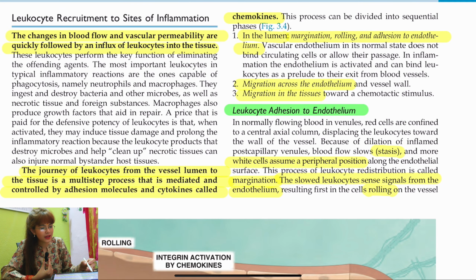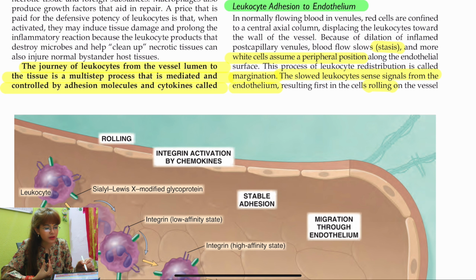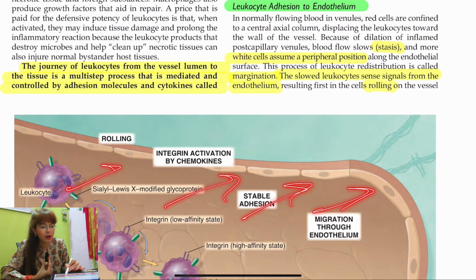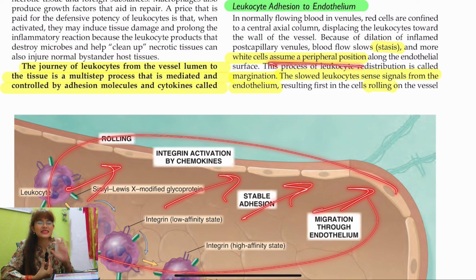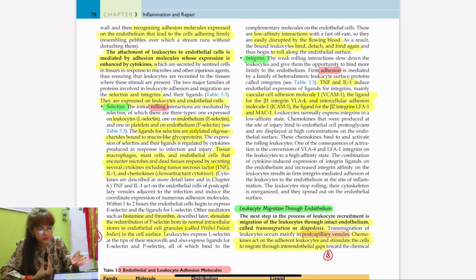So let's discuss this: when there is stasis, these white cells will now move towards the periphery. It will now move towards the margins of the blood vessel. So if this is the blood vessel, then this is the margin, and the white blood cells will now move towards the periphery of the blood vessel, means they are assuming a peripheral position, which is because of this stasis in the blood. And this process of leukocyte redistribution is called margination, means they are getting marginated towards the end, and this slowed leukocyte will send signals from the endothelium, resulting in a rolling of these cells.